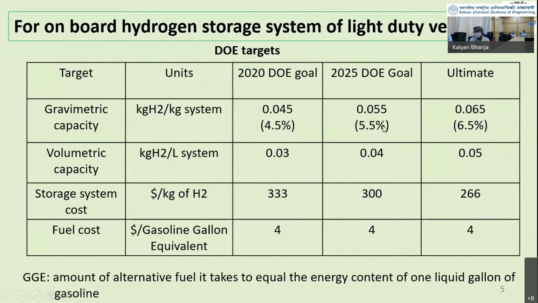By 2025, it should be 5.5, and the ultimate is around, I think, 6.58%. Similarly, volumetric capacity is also in this range: 0.03, 0.04, and 0.05 at the ultimate level.